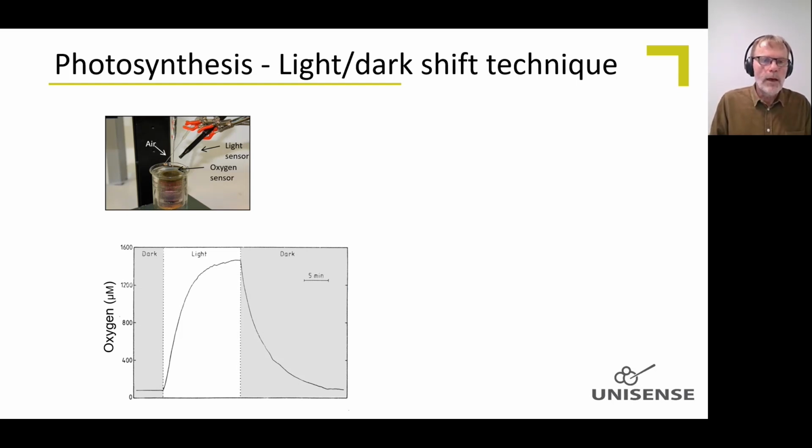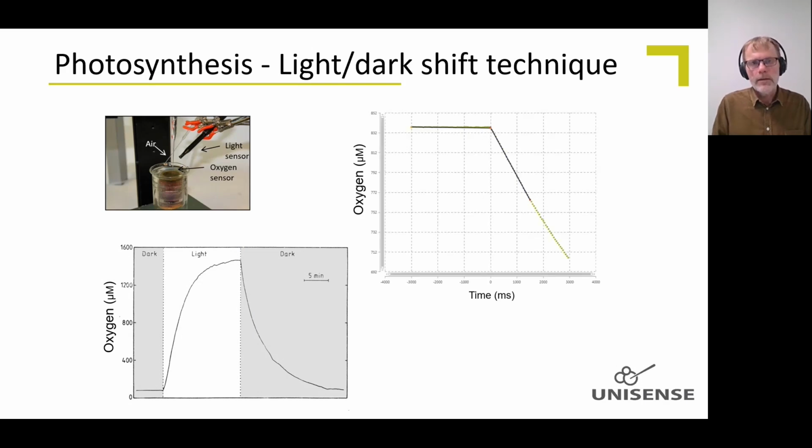If you have a very active photosynthetic microbial mat in darkness and place the sensor in the surface layer, you can see there is constant oxygen concentration. Then switch on light, and oxygen increases until it reaches a constant concentration. Then we are at steady state. Light is turned off and oxygen starts to decrease immediately.